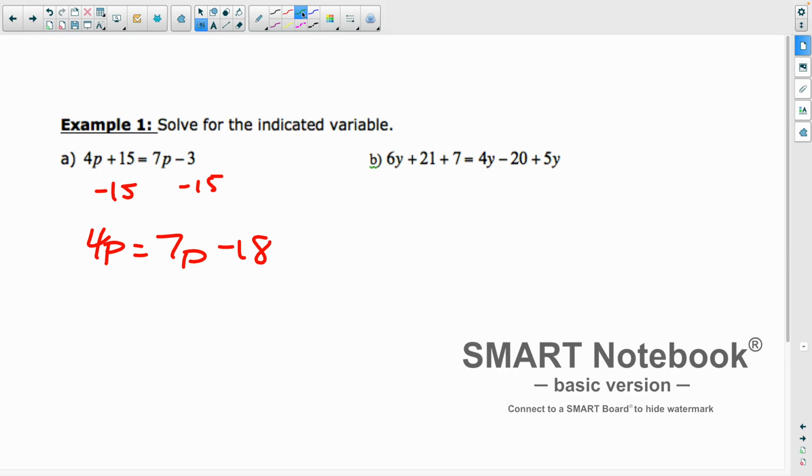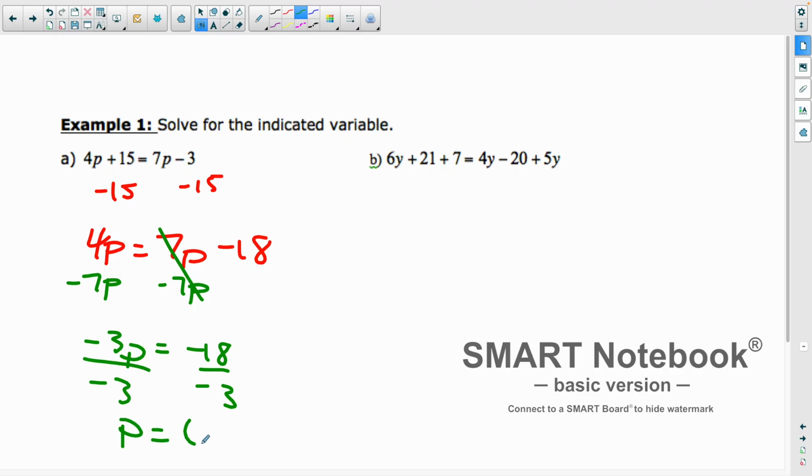So now that kind of forces me into saying minus 7p minus 7p. So those are gone. Gives me negative 18 equals negative 3p, and I divide by negative 3 and divide by negative 3. Okay? So p is going to equal 6 is what you should have gotten there. Okay? And again, that's not the only way that you could have done it. You could have done it a bunch of different ways. Okay? Good? All right.